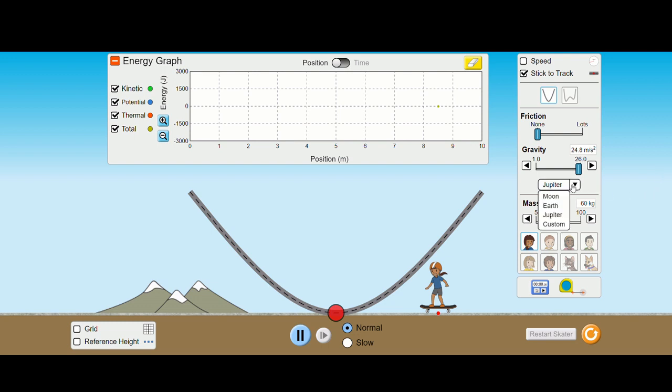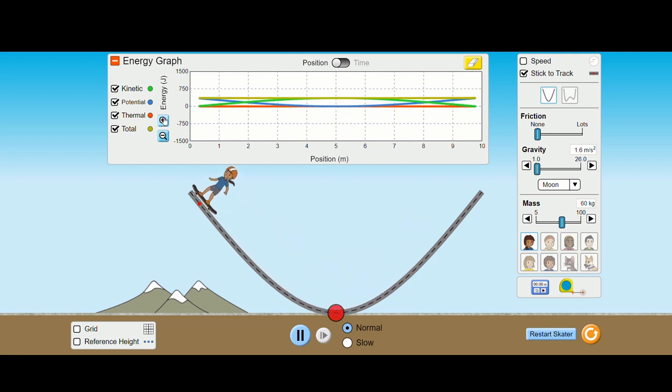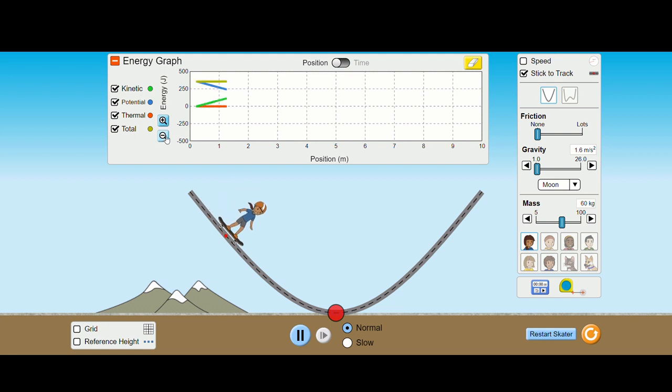So let's choose the moon first, and to keep it simple for the first simulation we will take a parabolic path. I am putting this lady on the start of our simulation. Now you can see the graph moves. I will just maximize it.